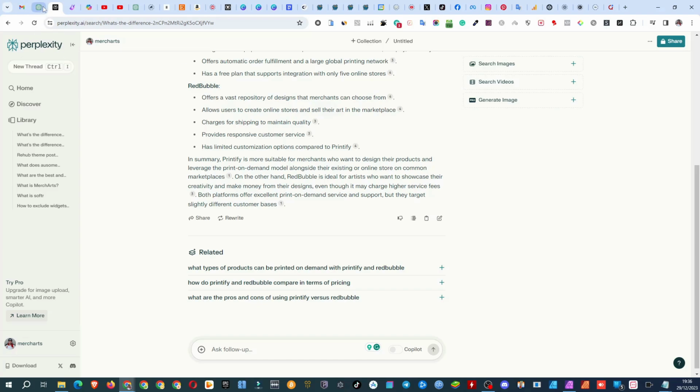Here's its summary. In summary, Printify is more suitable for merchants who want to design their products and leverage the print-on-demand model alongside their existing online store on common marketplaces. On the other hand, RedBubble is ideal for artists who want to showcase their creativity and make money from their designs, even though it may charge higher service fees. Both platforms offer excellent print-on-demand service and support, but they target slightly different customer bases.